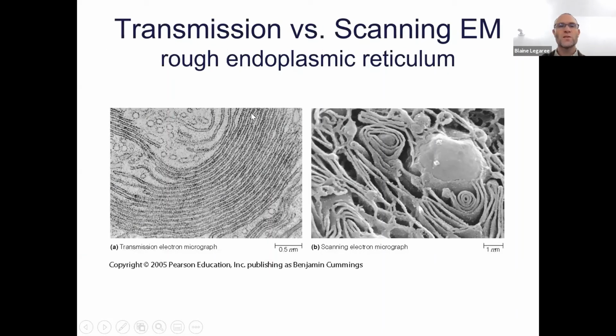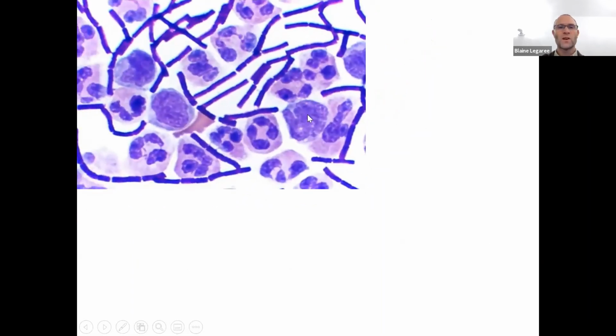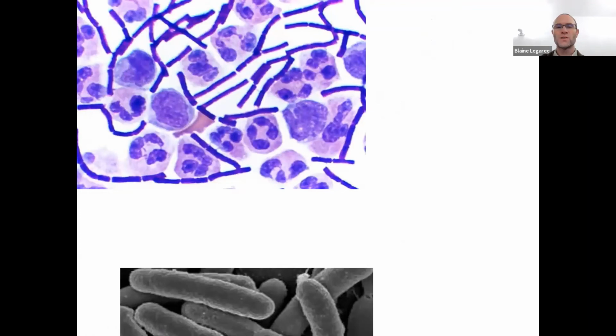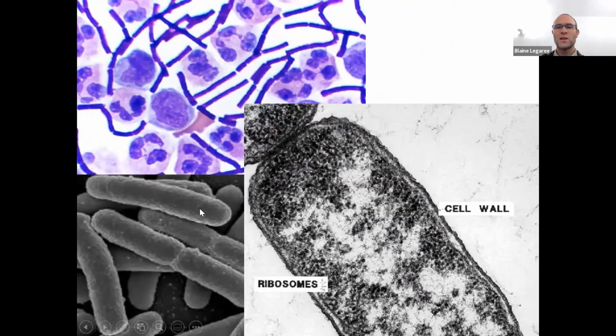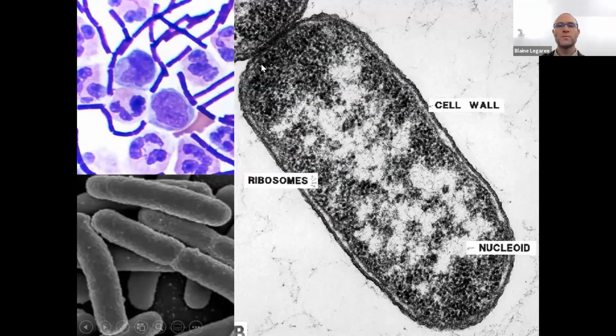Here's a comparison of the transmission and the scanning electron microscopy of both the endoplasmic reticulum. So you're getting different types of detail from each of these types of microscopy. Okay, so there's our light microscopy. There's some bacterial cells. There's the scanning, much closer, much better detail. And there's the transmission. So you're getting to look inside.